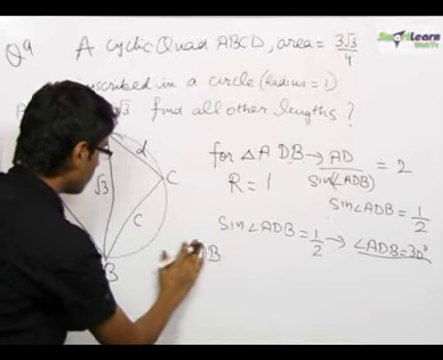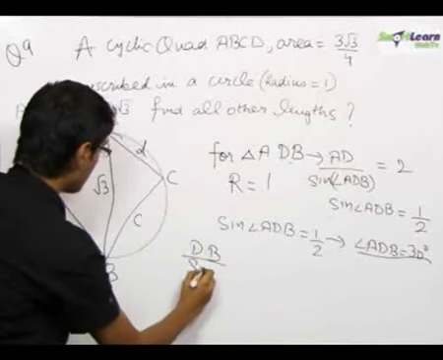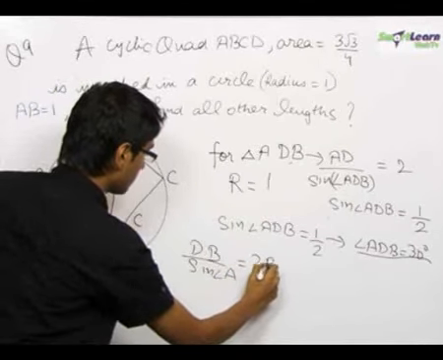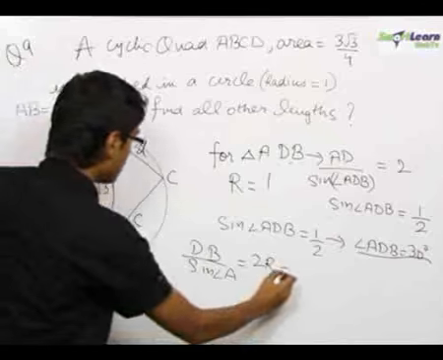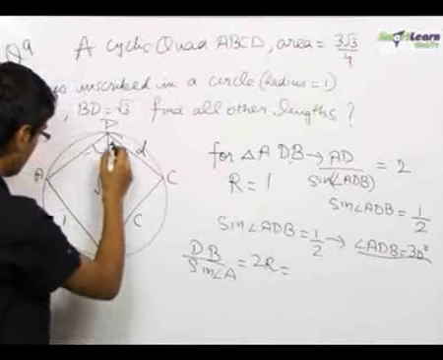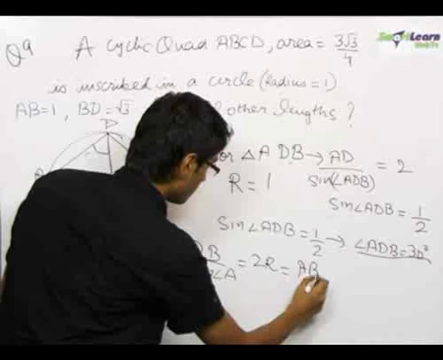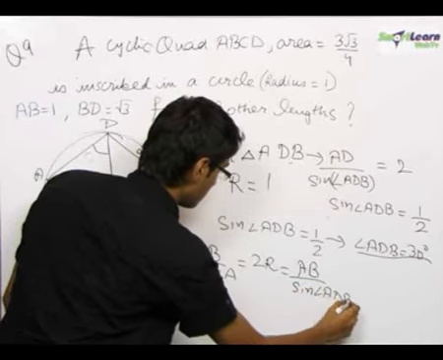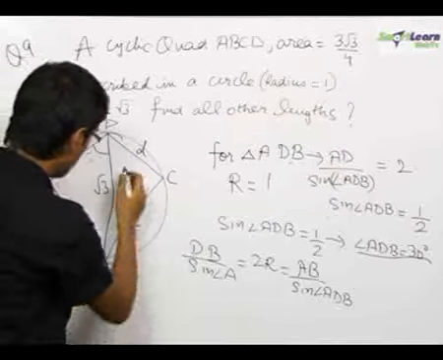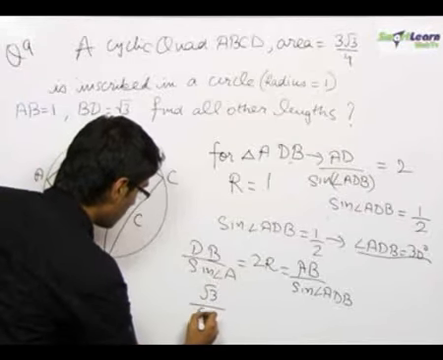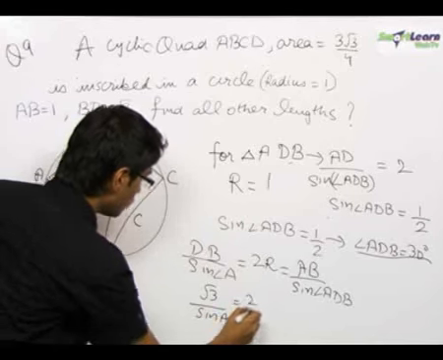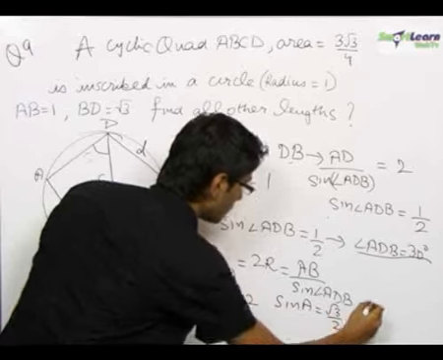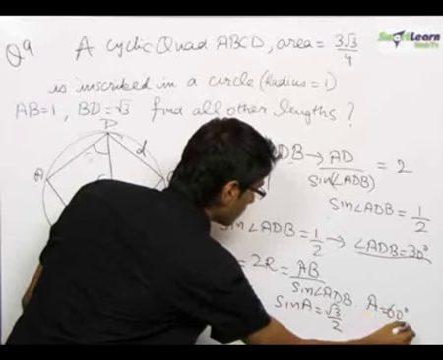Now DB upon sin of angle A equals 2R again, and this in turn is equal to AB upon sin D. Now DB we know equals root 3 upon sin A equals 2, sin A equals root 3 by 2, so angle A equals 60 degrees.